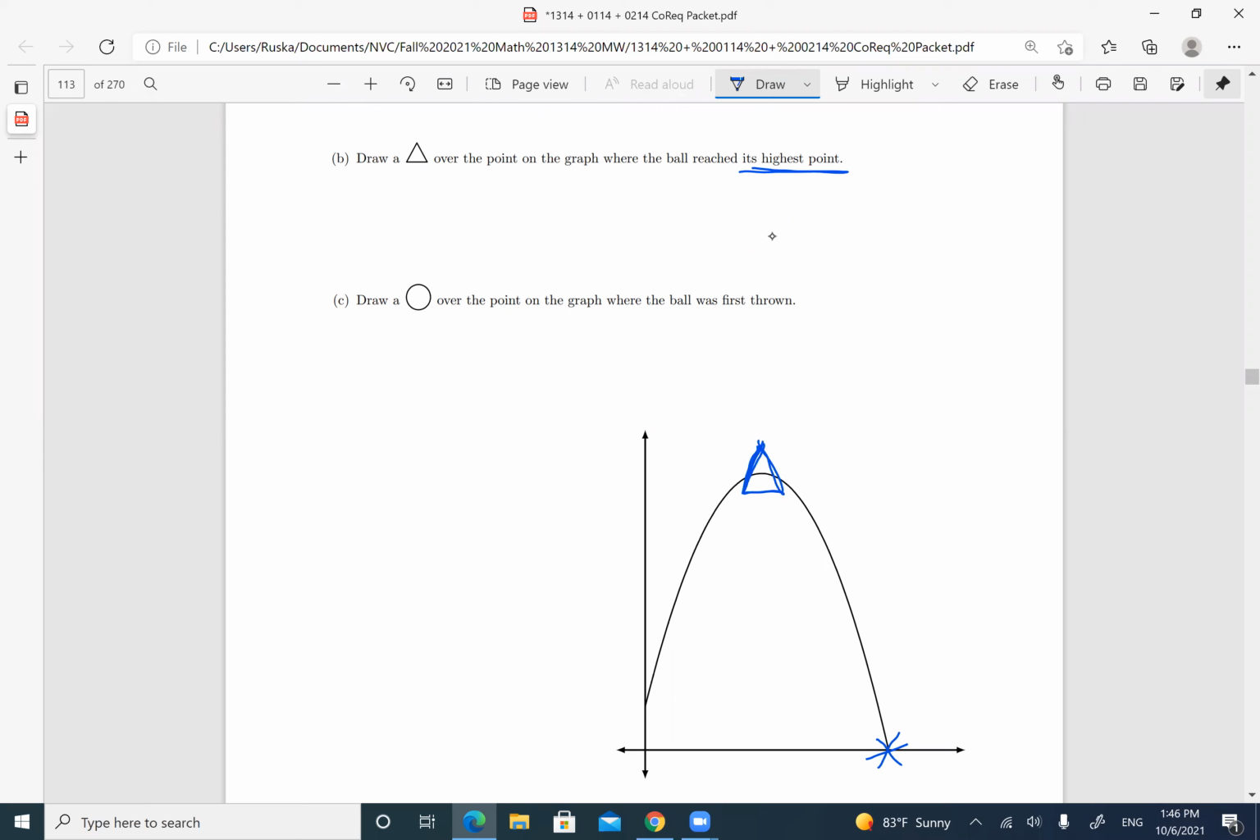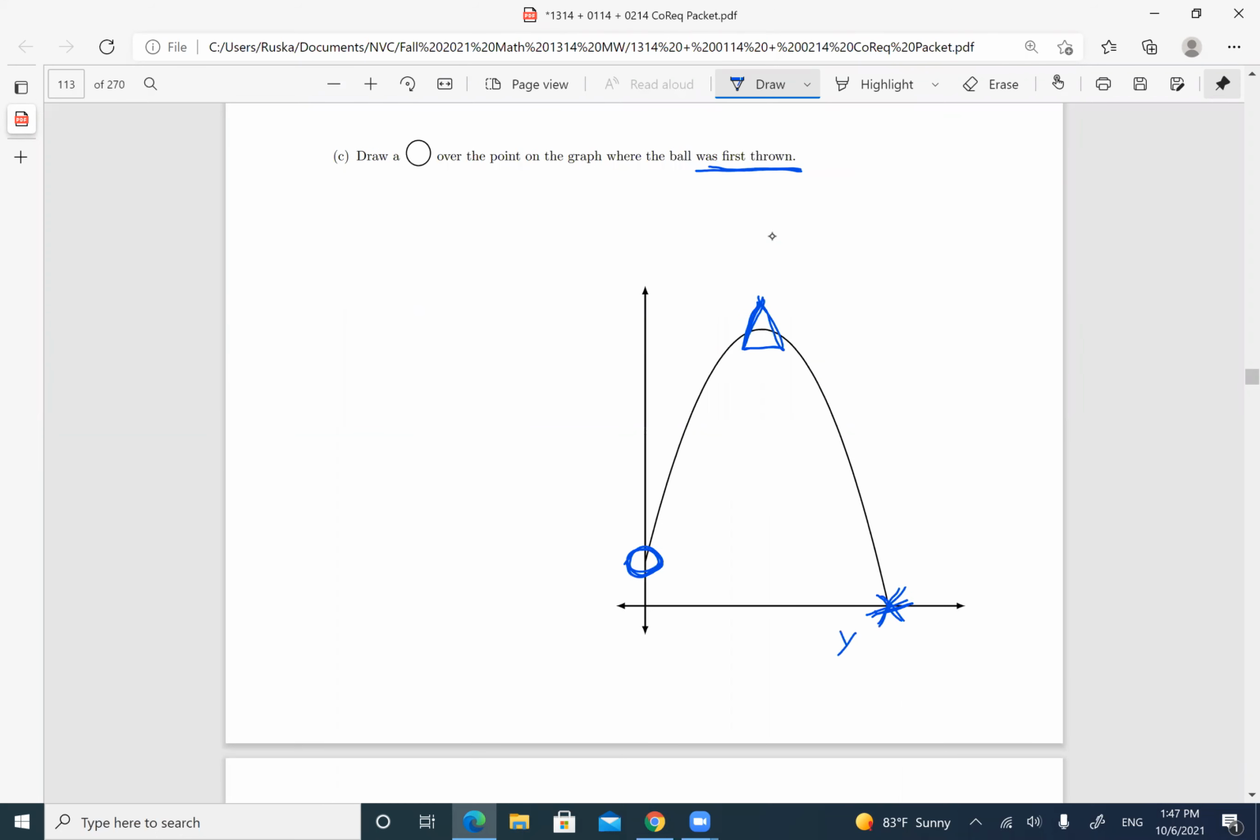And then we have to draw a circle over the point on the graph where the ball was first thrown. So where the ball started its path is over here, the y-intercept, right? So let's talk about it in math. The star represents the x-intercept on the graph, right? The triangle represents the vertex on the graph, right? And the circle represents the y-intercept on the graph. Okay? So always keep that in mind.